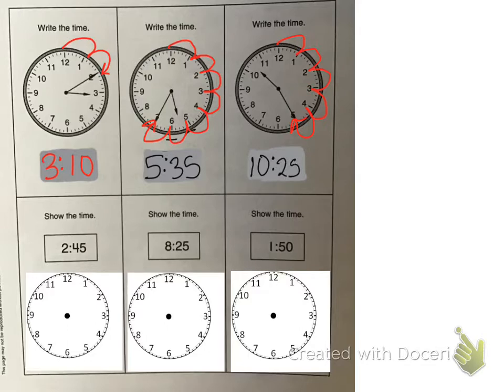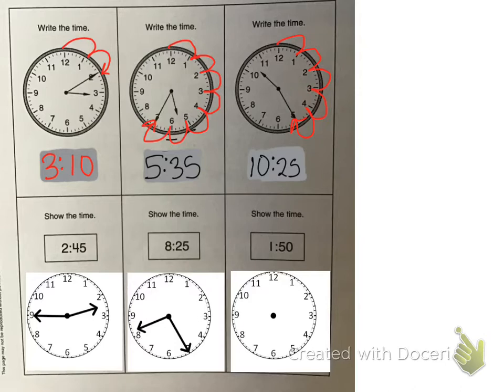Okay. On the bottom clocks, it says to show the time 2:45. So my hour hand is going to be between the 2 and the 3, and my minute hand will be on the 5s. So let's count by 5, starting at 12. So 5, 10, 15, 20, 25, 30, 35, 40, 45. So this would be 2:45. Let's do 8:25. So my hour hand's going to be close to the 8, and we're going to count the minute hand. So 5, 10, 15, 20, 25. And this is 8:25.